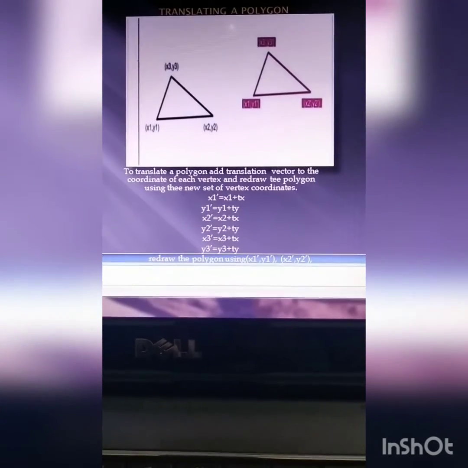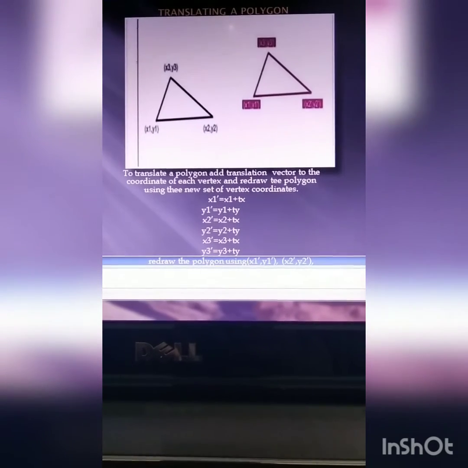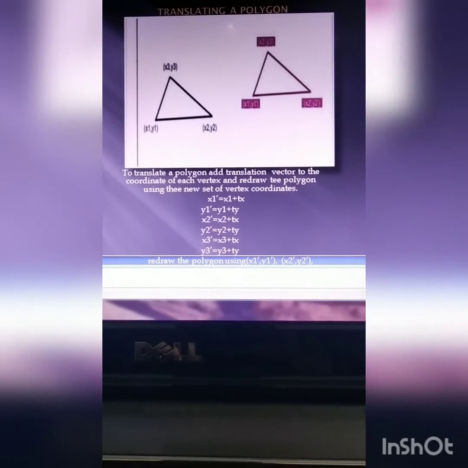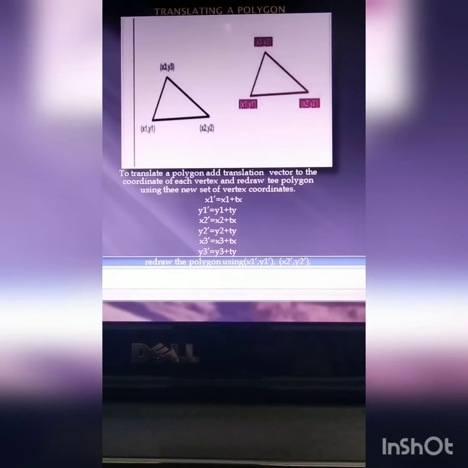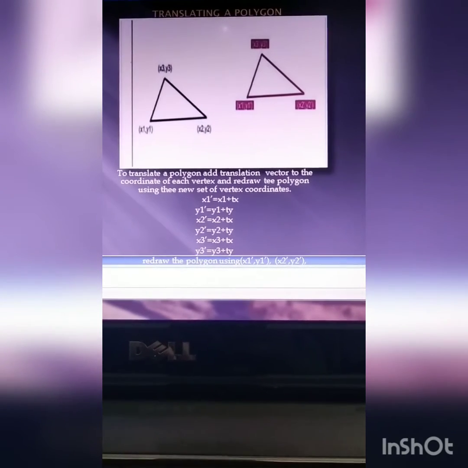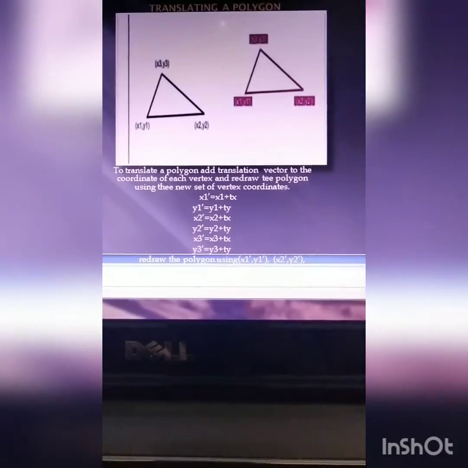So now we are going to learn about how to translate a polygon. It is also the same as what we have done in the case of translating a straight line. Here also we are going to apply the translation equation to each and every vertex of the polygon. So it is clearly shown here.